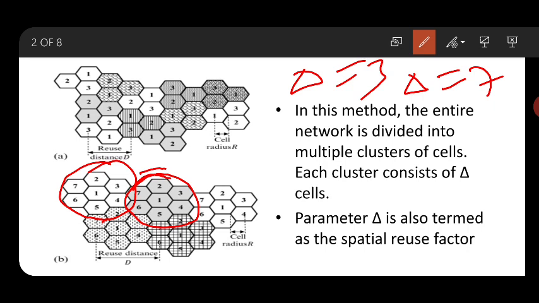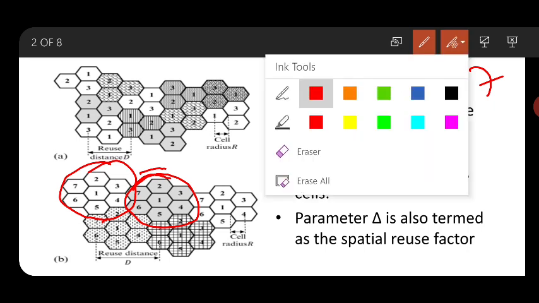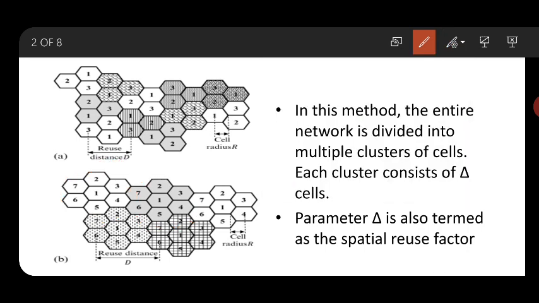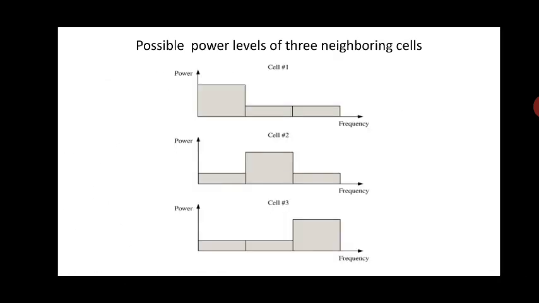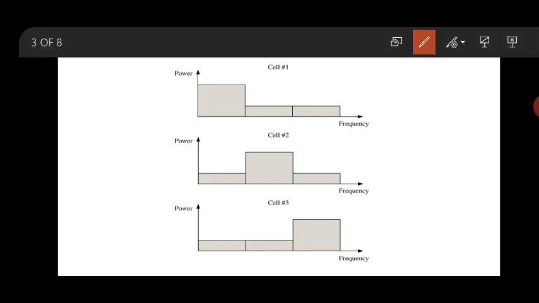I hope you understood the concept of frequency reuse, in which the frequency keeps on being reused after a certain distance, and it will cover a full network. Now this is how the power levels will be for the neighboring cells. Consider that I have a cell with frequency f1, meaning it is the highest power I am getting here. For the neighboring cells, I may get the least.